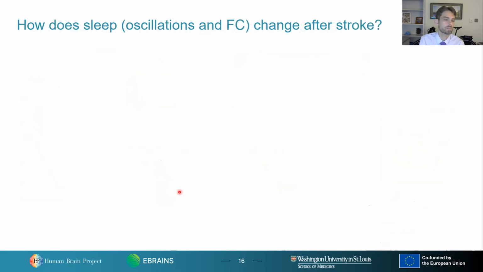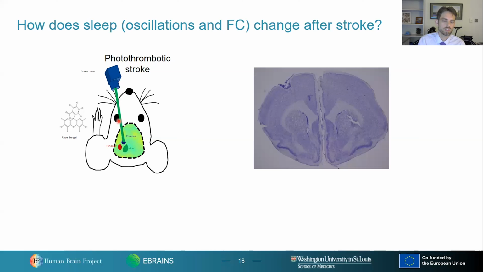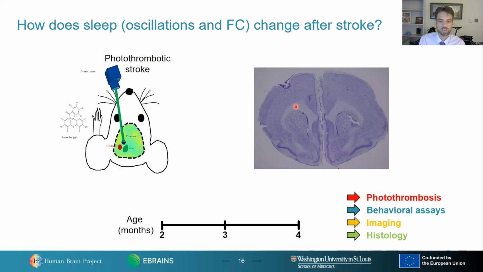So for the second part of my talk, I'd like to ask a clinical question. In other words, using this technique, how do these sleep oscillations change after stroke? So I'd first like to introduce our stroke model, where we systemically inject rose Bengal and then expose the skull to a laser, which on exposure induces a very highly reproducible and focal stroke within any region of the cortex we choose. And then within the same mouse, we can serially and chronically image their essentially brain state oscillations as they change over time.